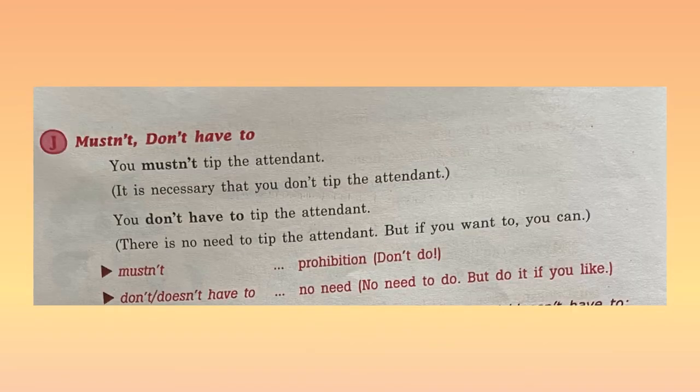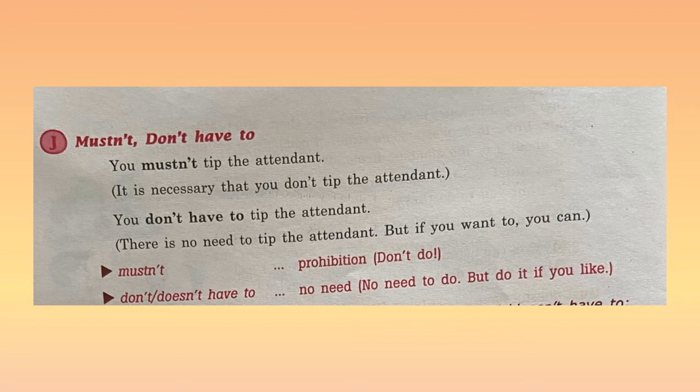Let's see some other modals like mustn't and don't have to. Yes, it is mustn't children. The pronunciation is mustn't. T is silent here. It is not must not. So let's see the examples. You mustn't tip the attendant means it is necessary that you don't tip the attendant.